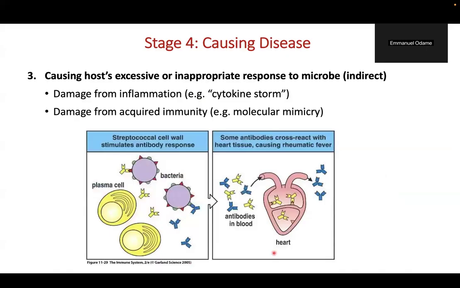The third one is that they can also cause the host body to respond excessively or inappropriately due to the microbes, and we've talked about it as the indirect form. One example is that they can cause damage by inflammation and basically trigger a cytokine storm, where a lot of cytokines are being released, and then you have a huge inflammatory response coming from your body. And also sometimes they can trigger this through acquired immunity.